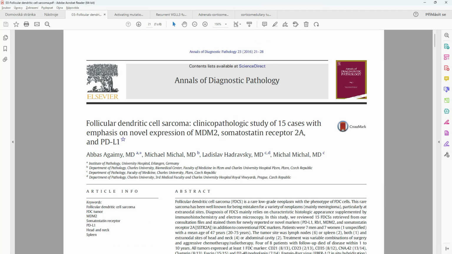There's positivity. Actually, there is an old paper by Abbas where we contributed cases. He was the first one, I think, to discover that these tumors are positive for PDL1, and they usually show focal expression of MDM2. And somatostatin receptor can be useful for these tumors as well. It was negative in this case. So follicular dendritic cell sarcoma, I think for the patient, is a much more hopeful diagnosis than undifferentiated spindle cell sarcoma.